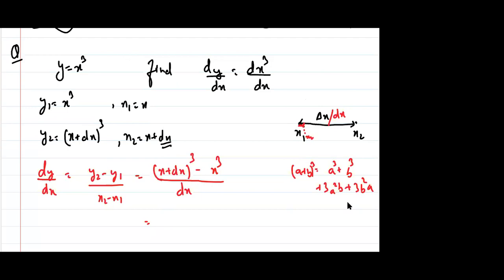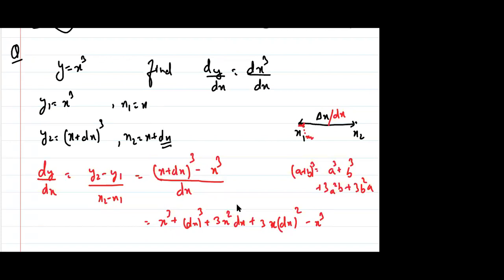Yes, sir. So can I just use this? It is (x + dx) whole cube, which is x cube plus 3x square dx plus 3x into dx whole square, right? Yes or no? Plus dx cube minus x cube.